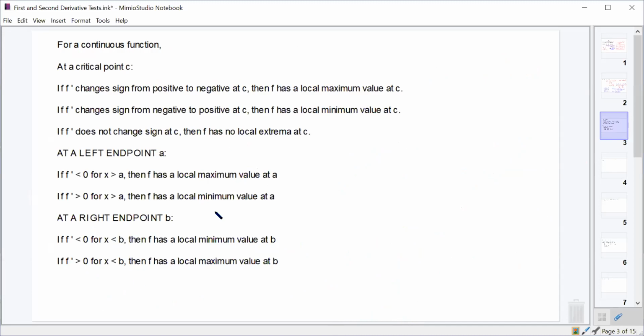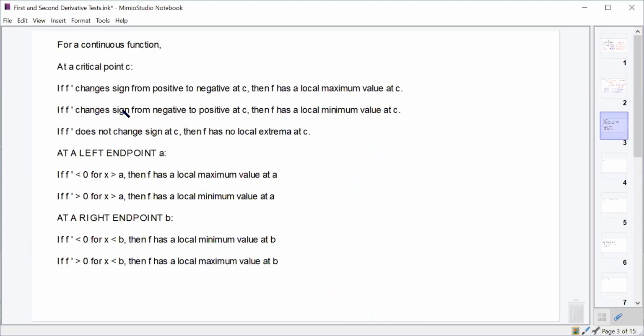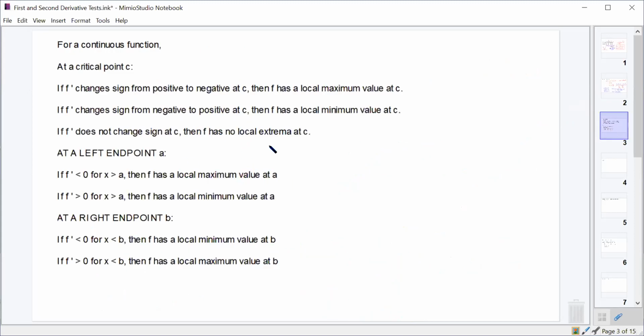So there's a lot of information here. If we have a critical value and our derivative goes from positive to negative, then we must have a local max. That's the first thing. If we go back and look over here, our derivative went from positive to negative, which meant our function went from increasing to decreasing. We've got to have a local maximum there. And same here, if the derivative changes signs from negative to positive at that value, then we have a local minimum there. So from negative to positive, the function goes from decreasing to increasing. We must have a local minimum. And if there is no sign change, then there's no local extrema there. So this is how we're going to be able to determine locations of local maxima and minima.